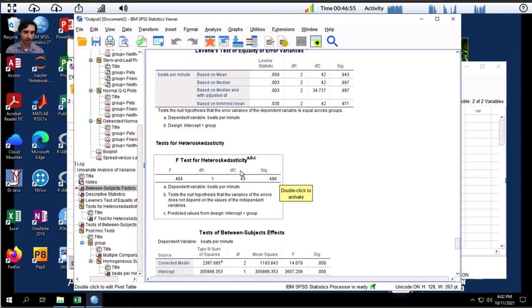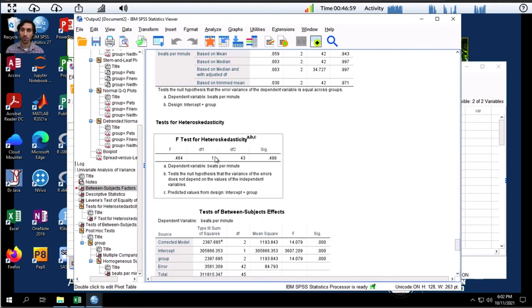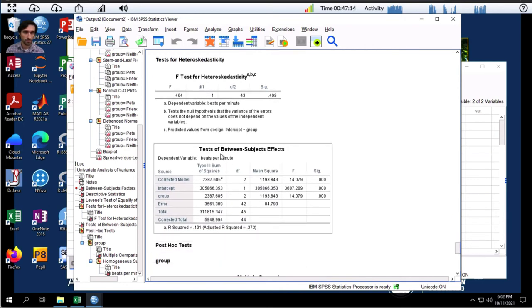All right, we have the F test. And again, this was not within the PowerPoint presentation, so I'm not expecting you to do this. I was just curious as to what shows up. It shows the dependent variable, and it also shows the significance. Then we can scroll down and look for tests of between subjects.